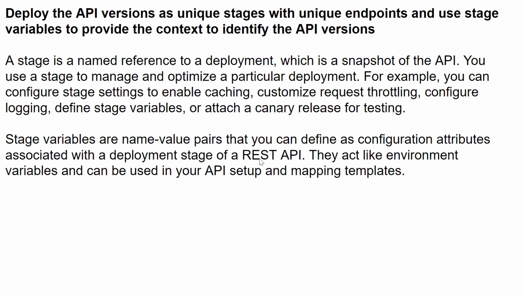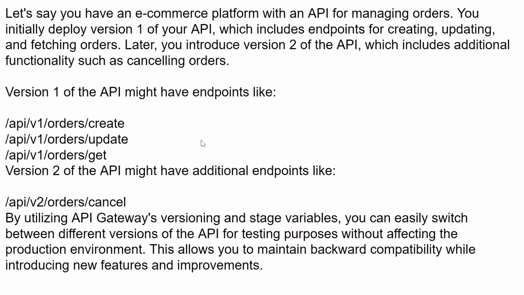All right. Deploy the API versions as unique stages with unique endpoints and use stage variables to provide the context to identify the API versions. Stage variables are standard name value pairs that you can define as variables. Okay, I need to look into that.